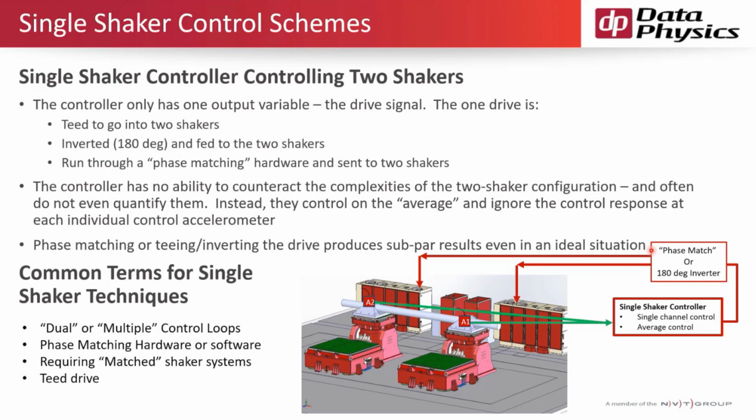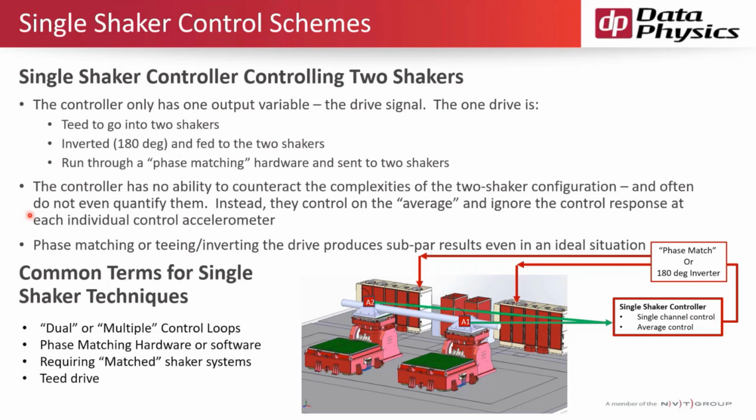But again, in reality, that does not do justice to the complexities of a large shaker system, where there are going to be several, not just a phase offset, but phase offsets changing with respect to frequency, and a phase matching piece of hardware cannot properly accommodate those. So in all these cases, the controller has no ability to counteract the complexities of a two-shaker configuration. You're really taking a controller that was designed for a simple one-shaker configuration and trying to apply it to a system or a plant that is much more complex than it was designed for.